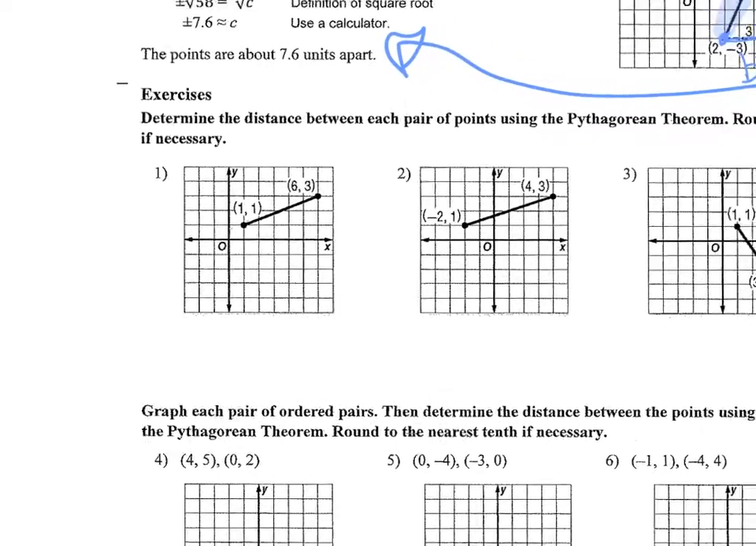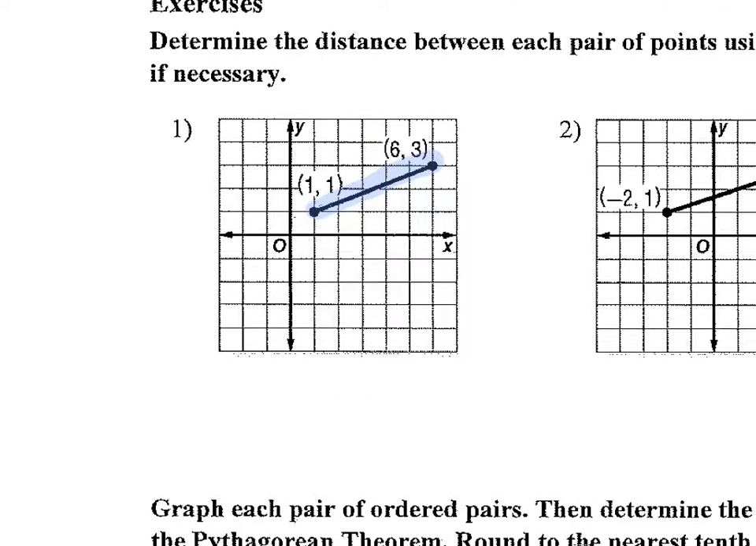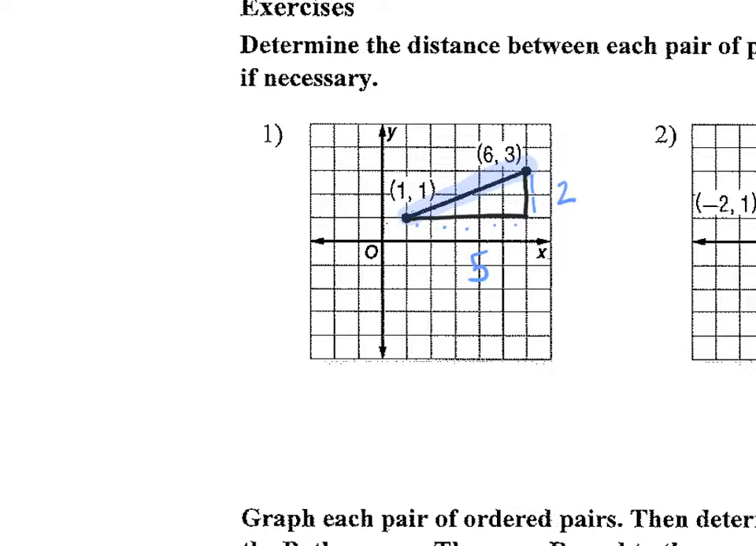Number 1, determine the distance between each pair of points using the Pythagorean theorem. So remember, the distance between those 2 points is the c. That's what we're looking for. So let's connect them. And what I mean by that is just finish the triangle. So I'm going to make a line here and a line here to connect them, making a triangle. So the distance of this leg, A, I've got 1, 2 squares, and then 1, 2, 3, 4, 5 squares. So those are my leg lengths. So when I go to use my formula, a squared plus b squared equals c squared, A is 2, so 2 squared plus 5 squared equals c squared.